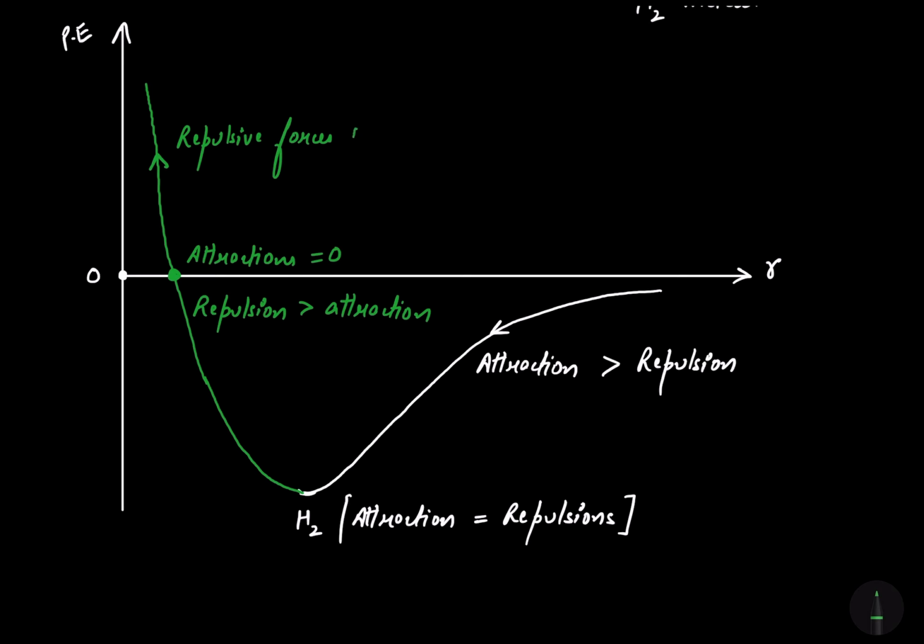So after the achievement of maximum negative value of potential energy, if the two atoms are brought closer to each other, the repulsive forces will dominate the attractions. A stage will reach when the attractions become zero, potential energy will start becoming positive, and once the potential energy becomes positive, attractions become zero and only repulsive forces will come into play.